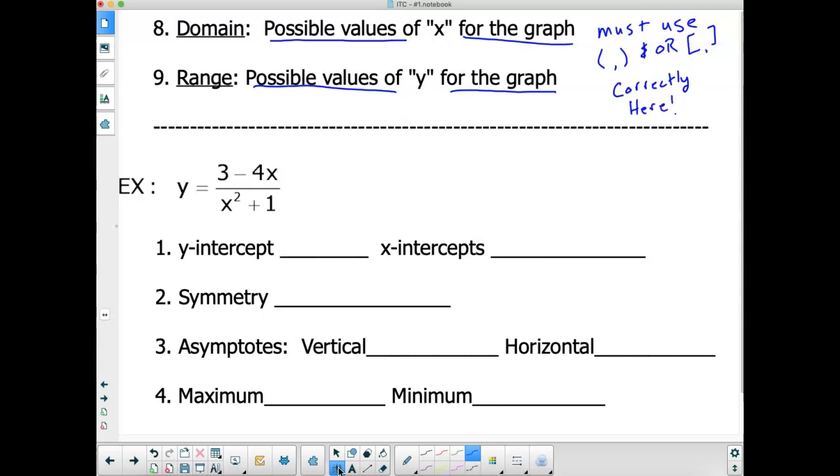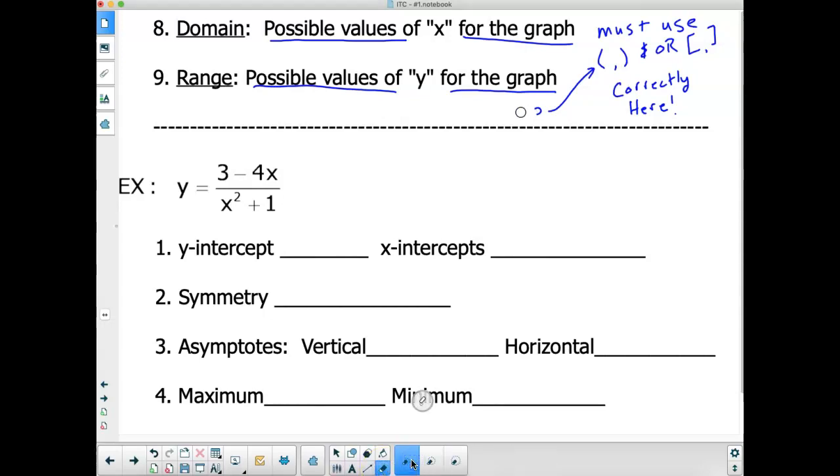And if they're not used correctly here, basically they're wrong. And you know, you can intermix. Sometimes you'll have a parenthesis on one side, a bracket on the other. Remember, infinity only gets parentheses. You can never put a bracket on infinity because it never quits, okay?